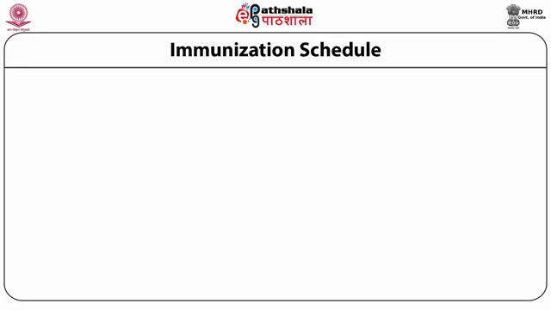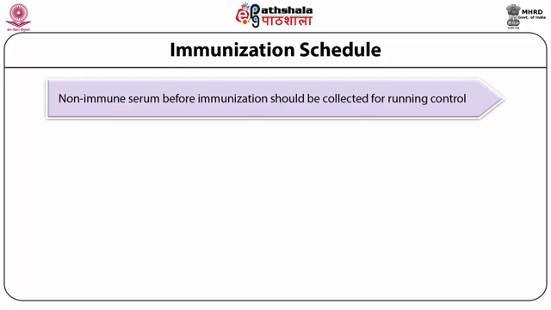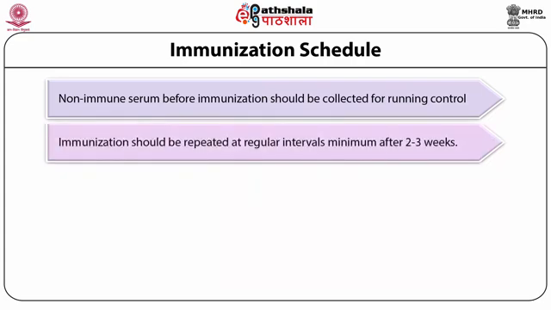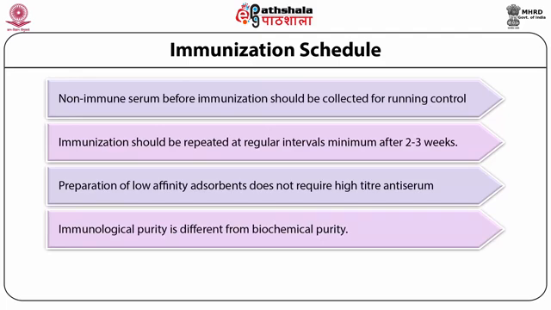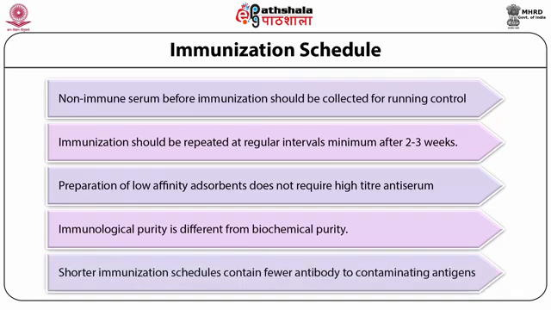Immunization schedules should be adhered to. The non-immune serum before immunization should be collected for running controls. Immunization should be repeated at regular intervals. Preparation of low affinity adsorbents does not require high titer antiserum. Immunological purity is different from biochemical purity. This should be kept in mind while assessing antibody preparation. In general, shorter immunization schedules contain fewer antibodies to contaminating antigens.